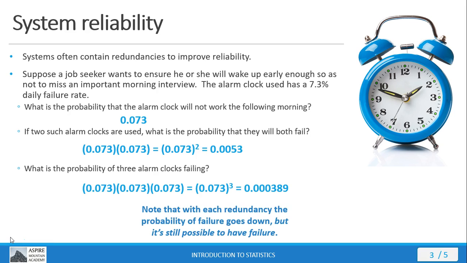But it's never going to be zero, okay? Because we're just going to keep multiplying numbers together. So we're going to get closer and closer to zero, but we never actually reach zero. So it's still always possible to have failure.